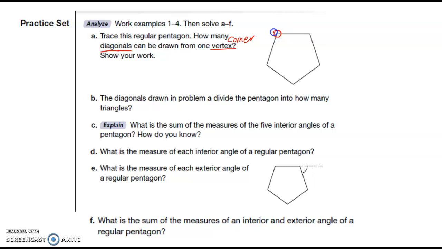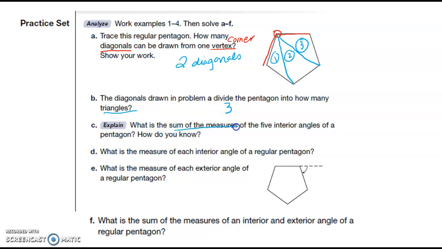So let's go ahead and pick this. This is a side, and this is a side. Those are not diagonals. Okay, so diagonals are going to go from this corner to any other vertex. So I can draw two diagonals. It says the diagonals drawn in the problem A divide the problem into how many triangles? So I have 1, 2, 3 triangles.